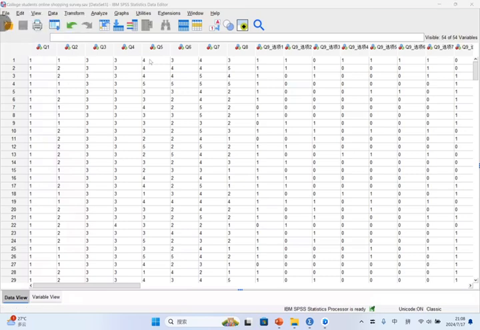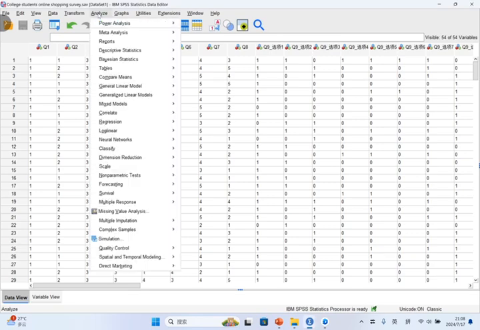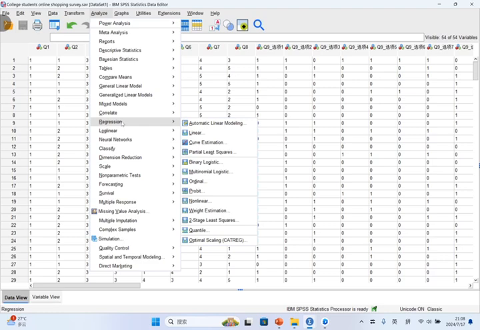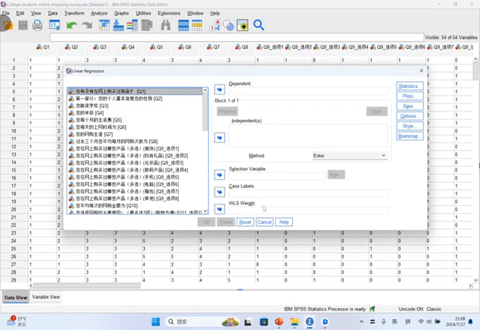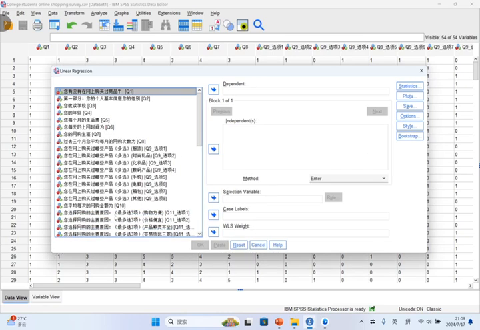Univariate linear regression analysis. We choose analysis, we choose regression, and we choose linear. Okay, this is a table. And we need to choose dependent and independent variables. For the dependent, we choose willingness.